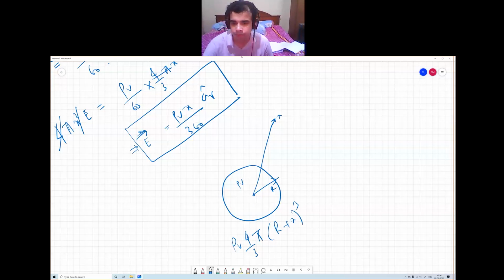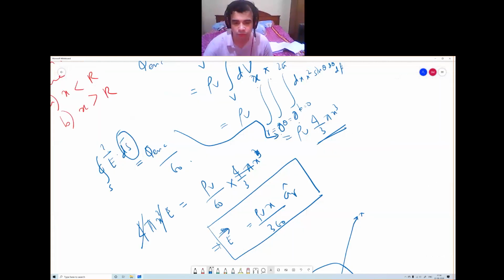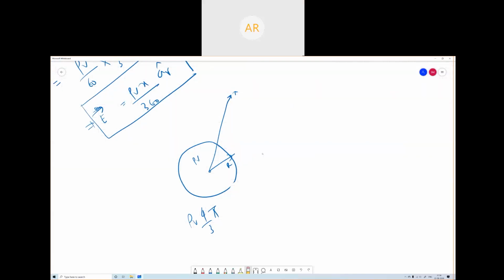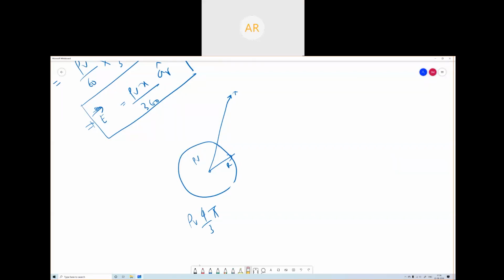Yes, sir. Why r plus x? Sorry, sir. x cube. Wait. Then this is wrong. Right, the distance is from the edge of the circle. Both distances are from the origin. x is also from the center of the sphere. r is also from the center of the sphere. Then what will be, even x given? Yes. Why x again? This is what you are saying.